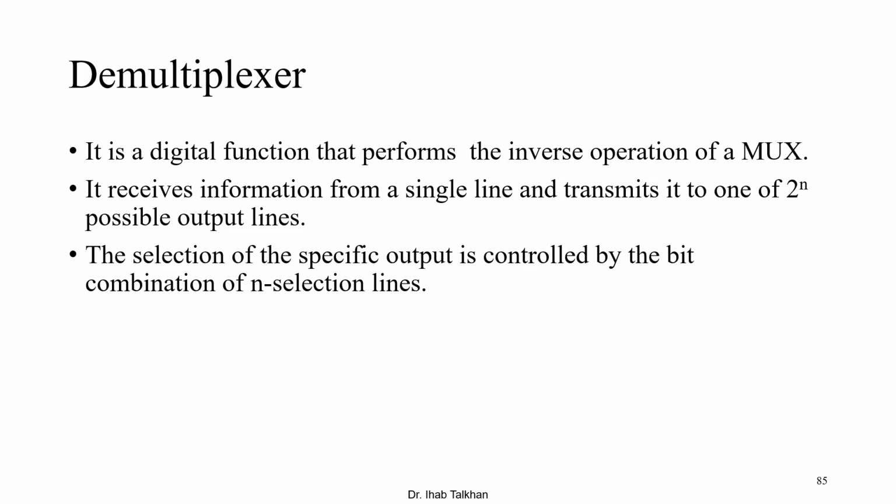The opposite functionality of the multiplexer is called a demultiplexer. A demultiplexer is a digital function that performs the inverse operation of the multiplexer. It receives information from a single line and transmits it to one of the 2 to the power n possible output lines. The selection of a specific output is controlled by the bit combination of n selection lines. This means that I have only one input and n selection lines, and I have multiple outputs, and I will direct the input to one of them based on the n selection lines, as you're going to see in the next slide.